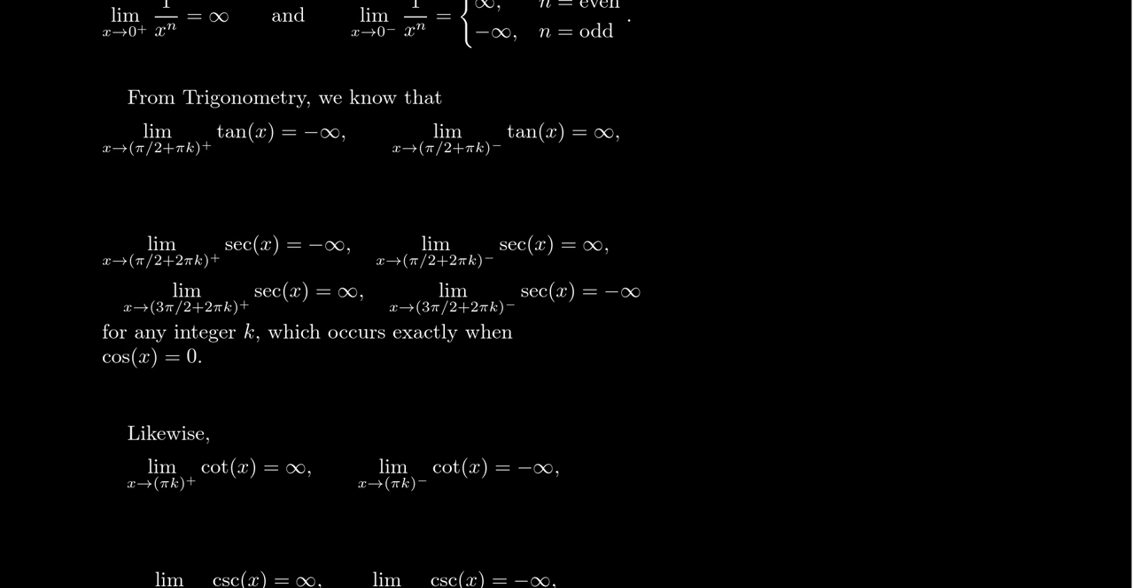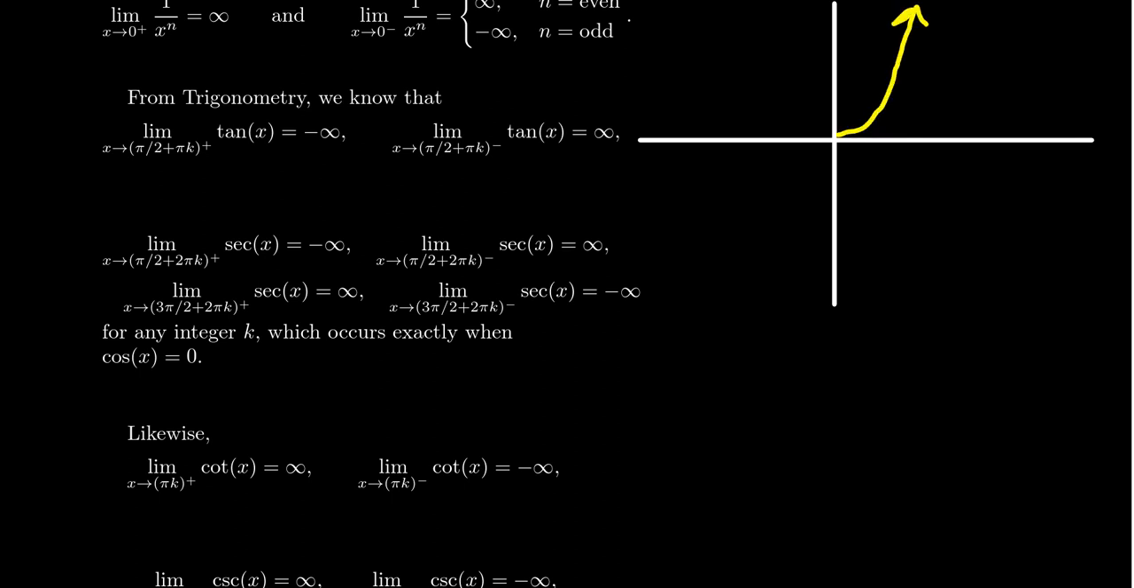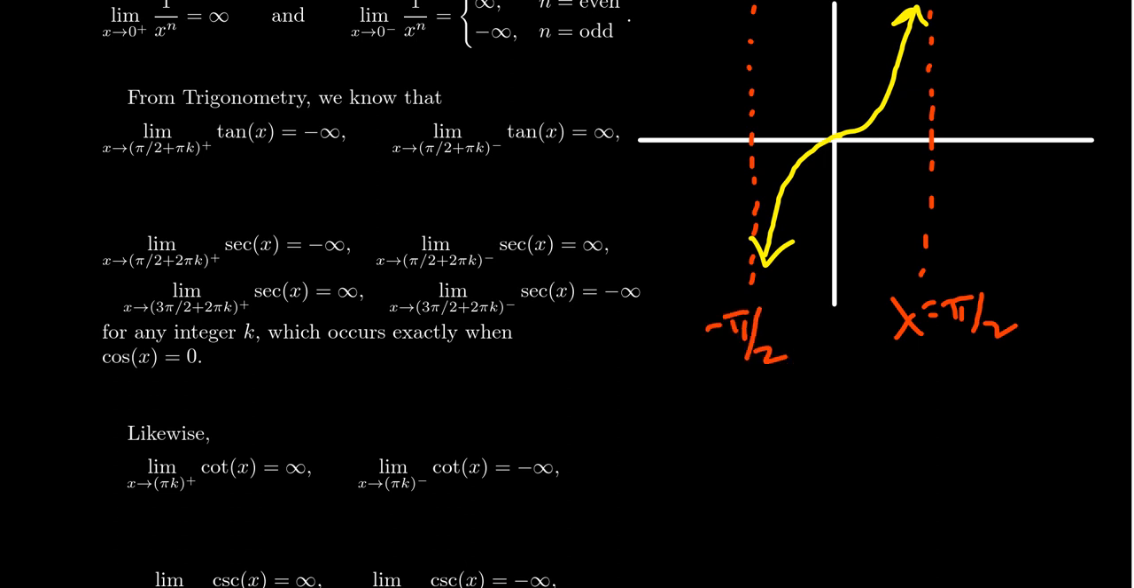When it comes to tangent, I think it's useful, if you want to think about it graphically, to think about the principal branch of tangent, right? So tangent has as its principal branch this continuous piece right here. But then when you hit pi halves on the right, x equals pi halves, or if you hit negative pi halves on the left, this is where you're going to be hitting your vertical asymptotes. And so this is where we can make statements about limits.